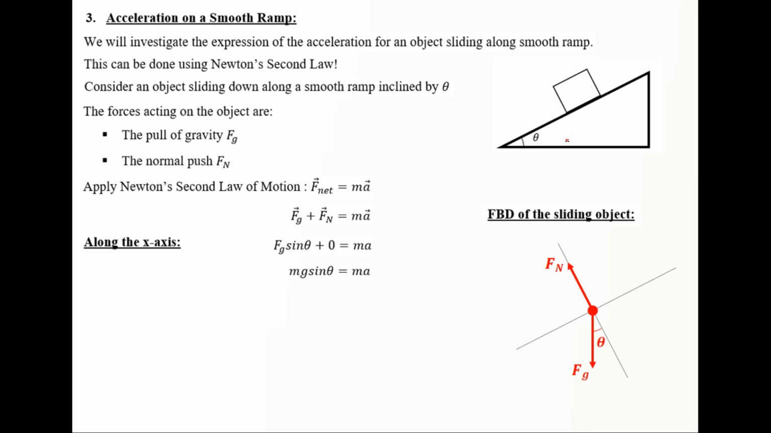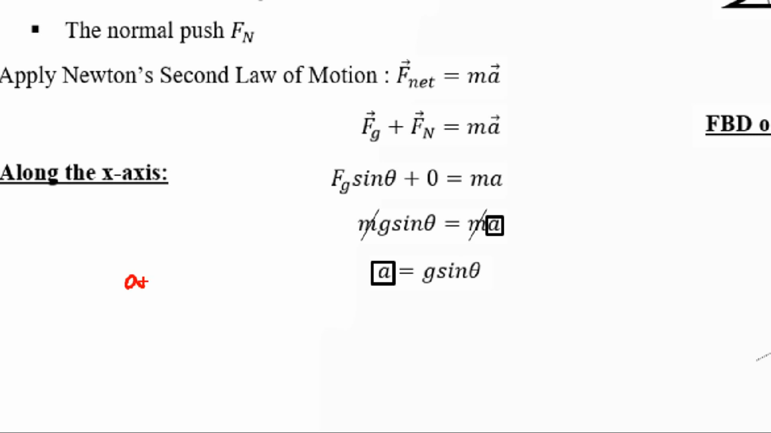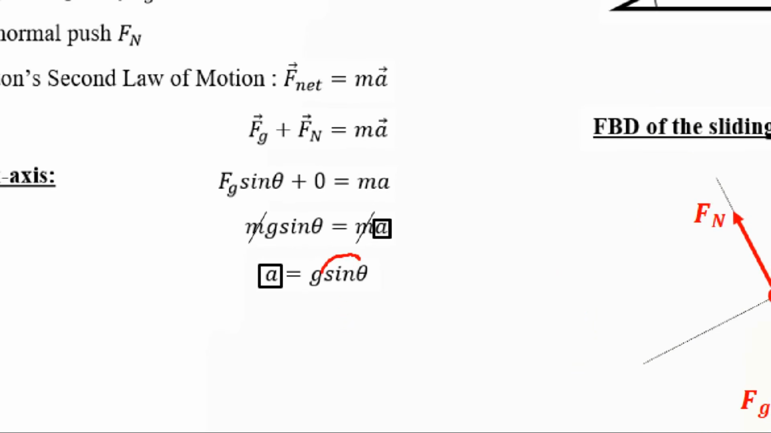And that would be mg sine theta. m cancels with m, which means that a would be given by g sine theta. And as you can see here, the modification for a free fall, the acceleration is given by g, whereas for an object sliding down along a frictionless ramp, it would be modified by a coefficient given by sine theta. And remember that sine theta has no dimension, has no unit.